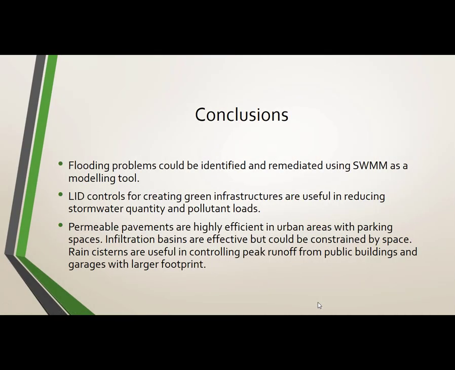So, concluding this presentation, the flooding problem can be identified and then remediated using the SWMM model. The LID controls for creating green infrastructure are useful in reducing the stormwater quantity, as we saw, and also the pollutant loads. The permeable pavements are highly efficient in urban areas with parking spaces, as in our case, and the infiltration basins are effective but could be constrained by space. Rain cisterns are useful in controlling peak runoff from public buildings, in which we can't apply the other kinds of LIDs, and garages that have a larger footprint.